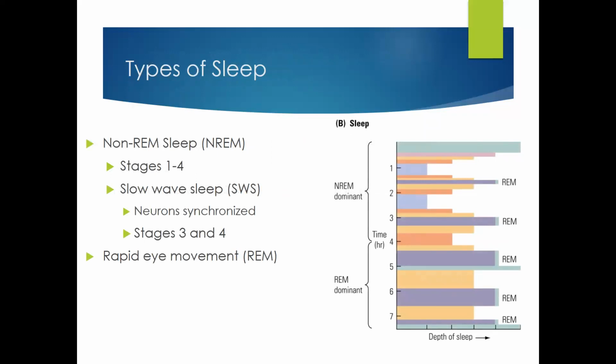Now, we have two major types of sleep. We have non-REM sleep, which you see as NREM, and we have REM sleep. REM stands for rapid eye movement. The reason it's called rapid eye movement is because literally your eyes move back and forth like you're watching a tennis match, following the ball back and forth. If you have a dog or a cat, you might have seen their eyes move back and forth with their eyes closed.